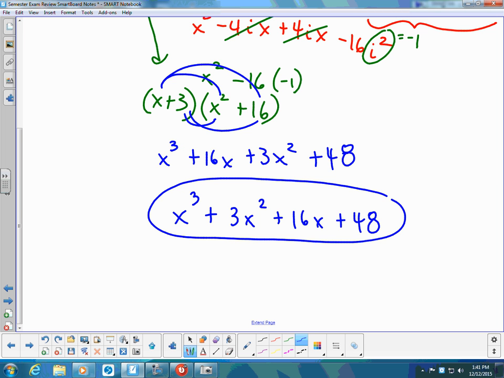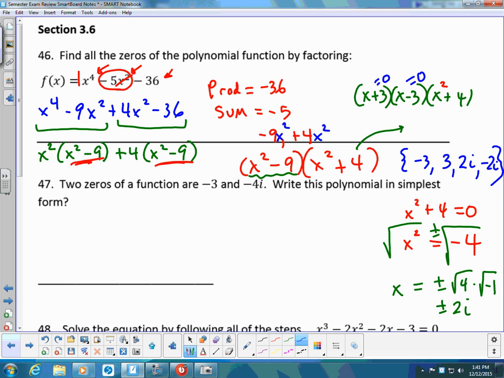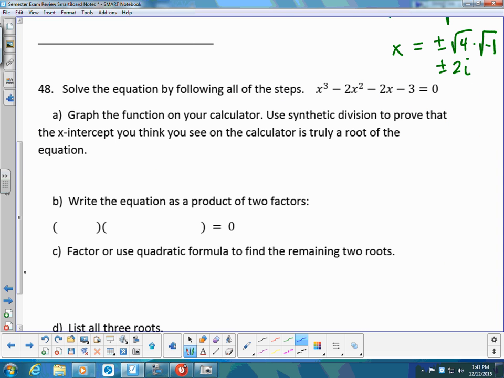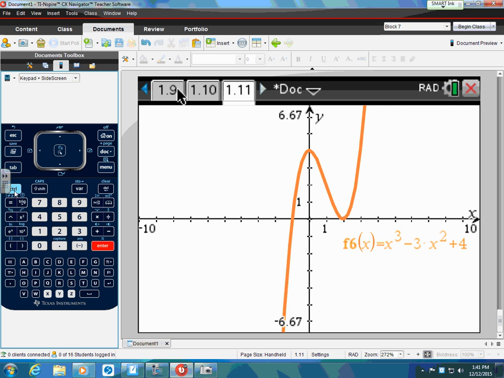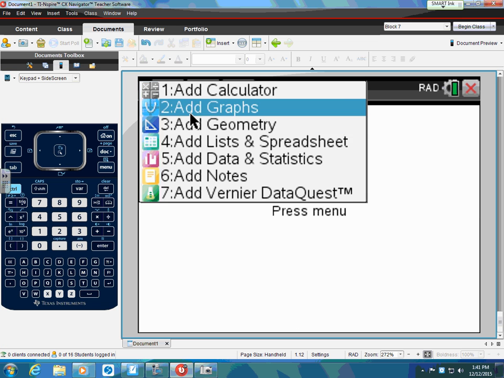Let's see if we can go back and find 48. All right, that's here. It says solve the equation by following all of the steps. Step A says graph the function on your calculator. Use synthetic division to prove that the x-intercept you think you see on the calculator is truly the root of the equation. So let's type this in on our calculator, adding a graphs page.